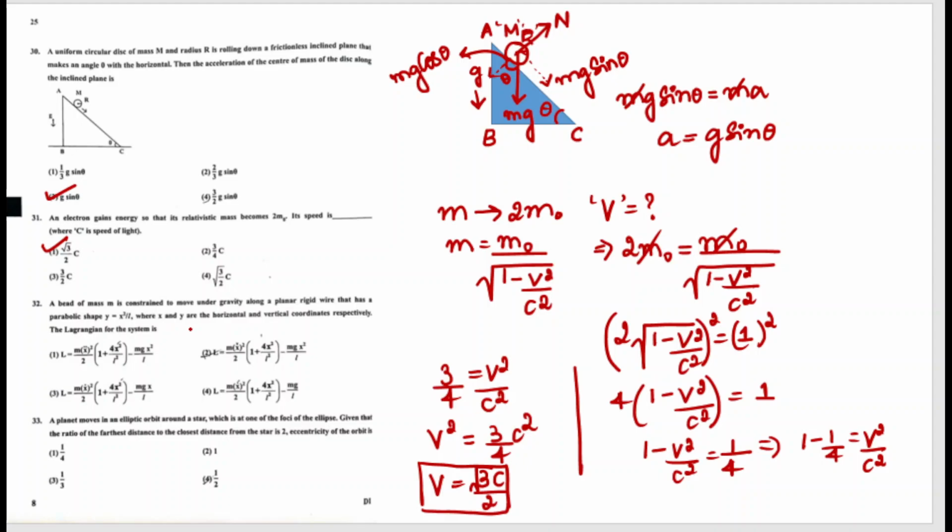Where x and y are the horizontal and vertical coordinates respectively, find the Lagrangian of the system. What have they given? They have given the y value, y equal to x square by L. To find the Lagrangian, we have the formula: Lagrangian equals kinetic energy minus potential energy.